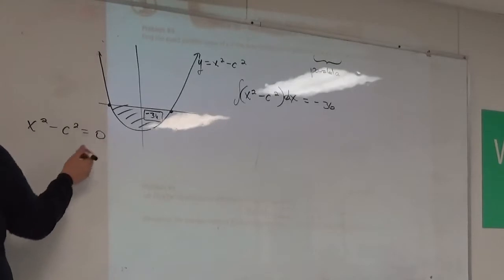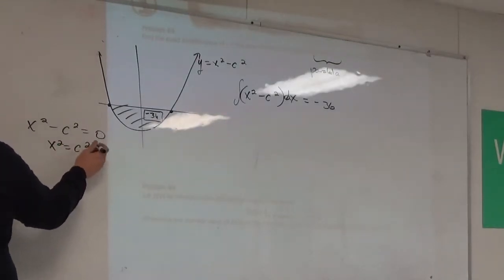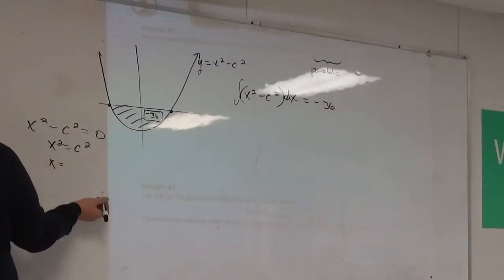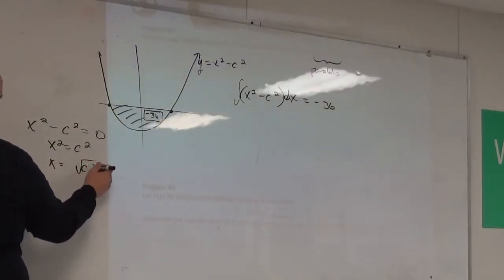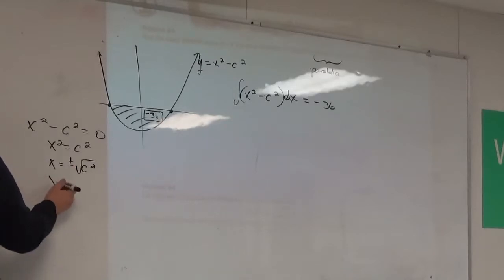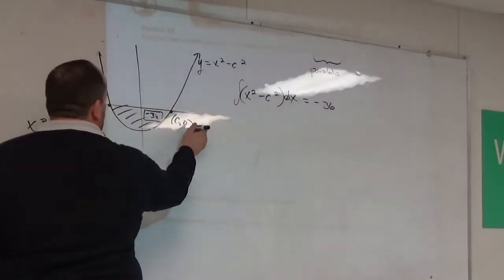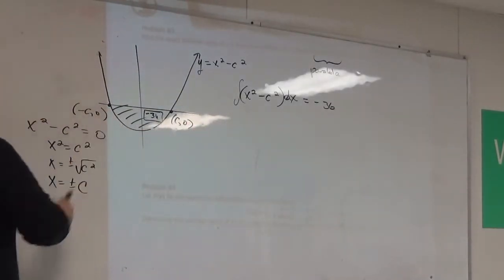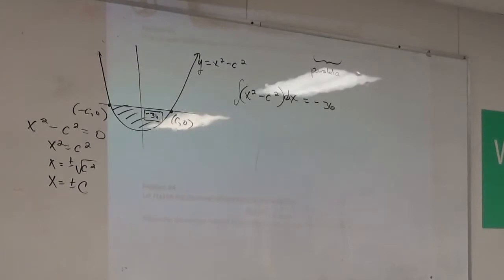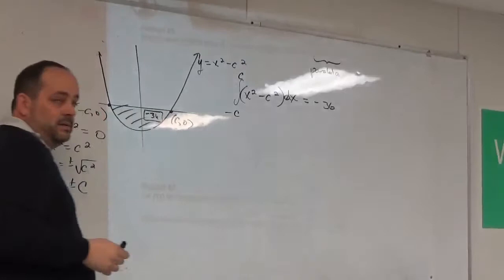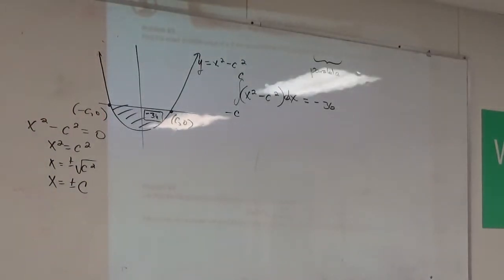Well, if x squared minus c squared is equal to 0, that's the same thing as saying x squared is equal to c squared. So the x value that I want is going to be plus or minus the square root. So x is plus or minus c. You've got a root over here at c comma 0 and a root over here at negative c comma 0. You're going to integrate from negative c to c. Those are your roots.